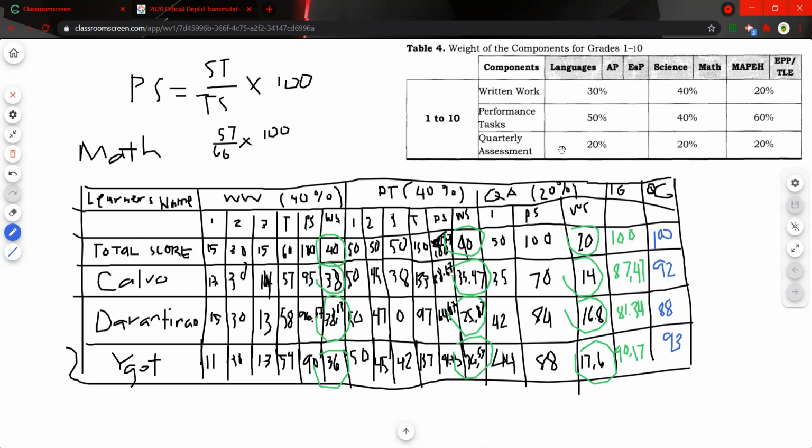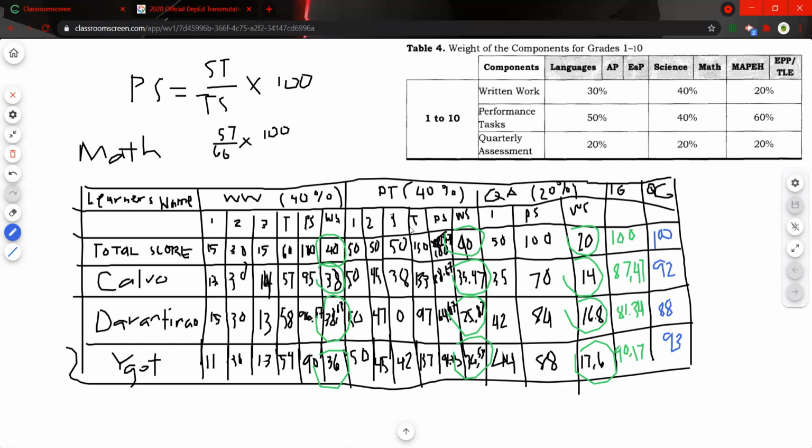That is because the percentage of our performance task and written work is large, while the quarterly exam is only 20%. So try your best on the written works and performance tasks. That is how we calculate the grade.